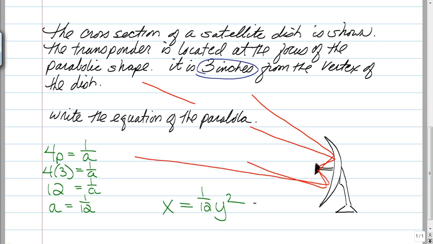Now I know it's opening left. You don't really have to call it negative, but you can if you want to. Does it open to the left? Does it open to the right? Is it opening to the north, south, east, or west? Doesn't matter. It's a parabola that's opening up sideways, and it has a focus that's 3 inches from the vertex. So this is your equation.